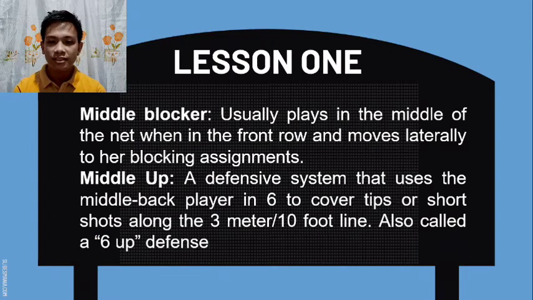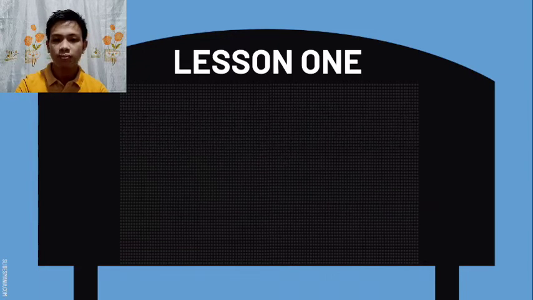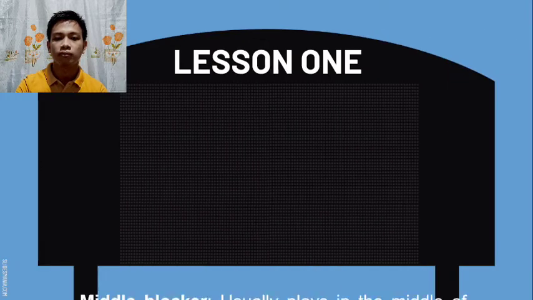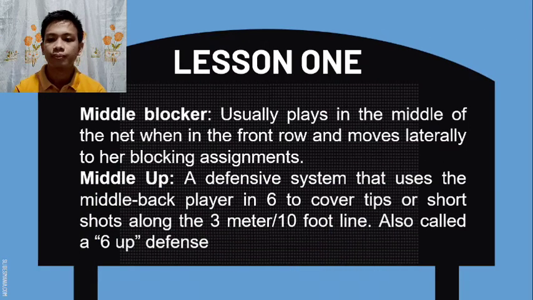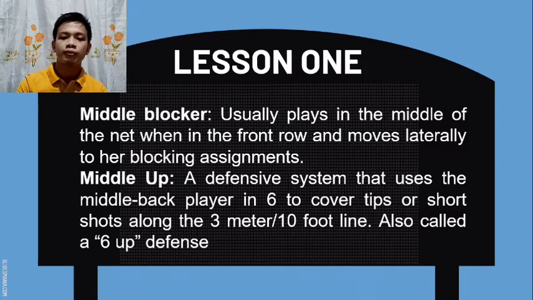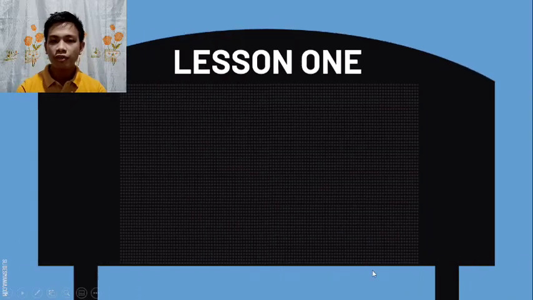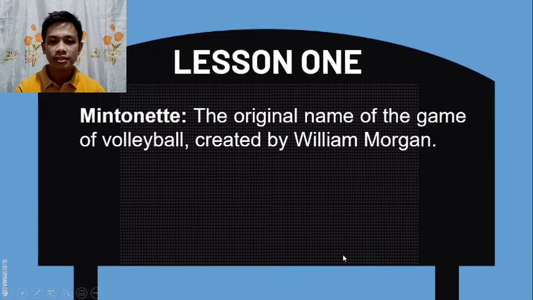Middle up. A defensive system that uses the middle back player in 6 to cover tips or short shots along the 3-meter or 10-foot line, also called a 6-up defense. So, eto, somehow related din siya dun sa previous na na-mention ko. Eto, middle back. Yan. But, eto yung medyo malapit sa attack line. Compared doon sa middle back, mas malapit siya sa end line or baseline. Both are sa defensive.